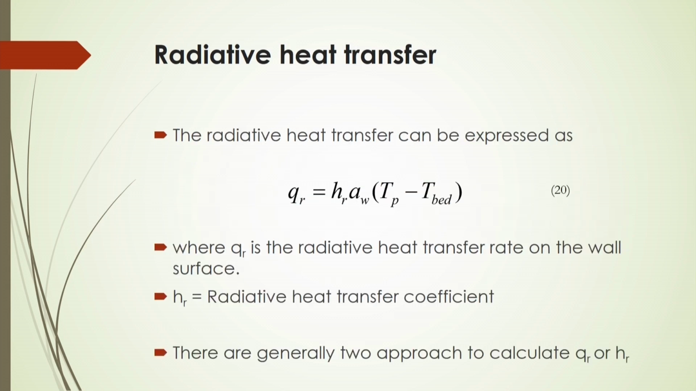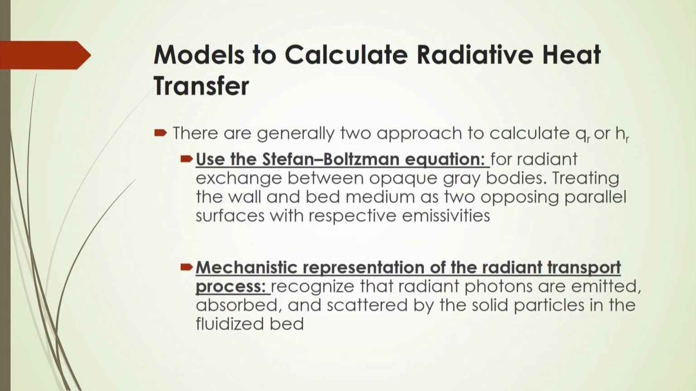And this radiative heat transfer can be expressed by equation number 20. This is the standard equation to represent it, where Q r is the radiative heat transfer rate on the wall surface and H r is the radiative heat transfer coefficient. Models to calculate radiative heat transfer: there are generally two approaches to calculate this Q r or H r. Use the Stefan-Boltzmann equation and a mechanistic representation of the radiant transport processes.